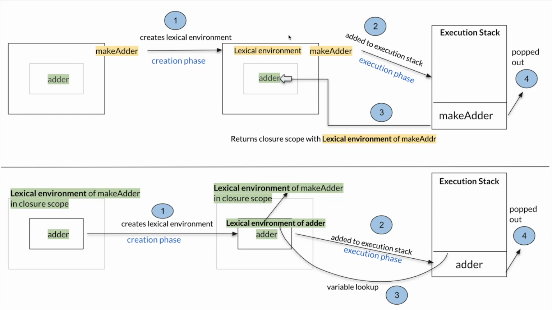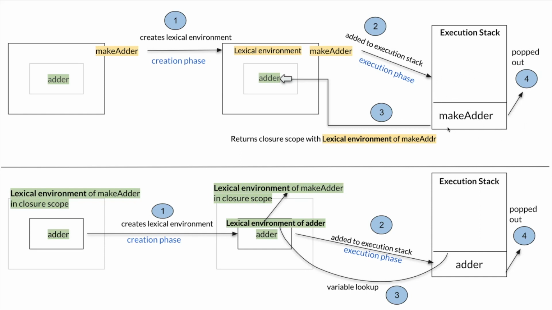After that, it enters into the execution phase, where it assigns the values to its variables. For instance, here it assigns the value 10, which we passed as a parameter, to the sum. Now the JavaScript engine passes this function to the execution stack, where the function gets executed.